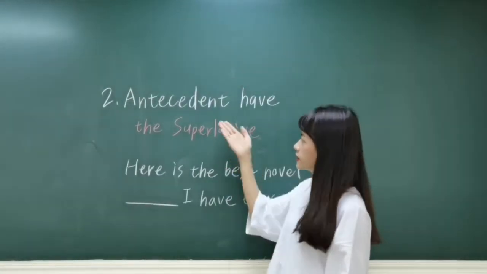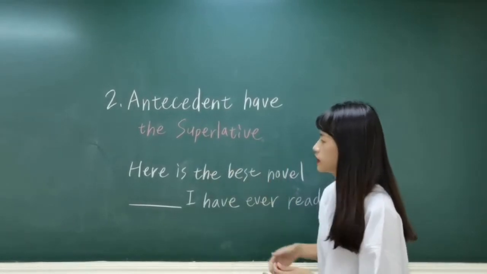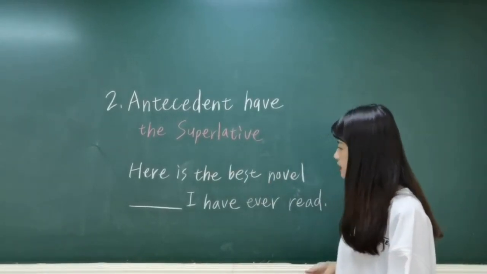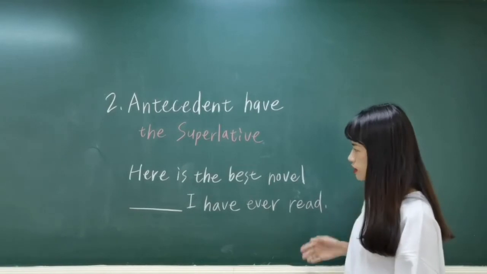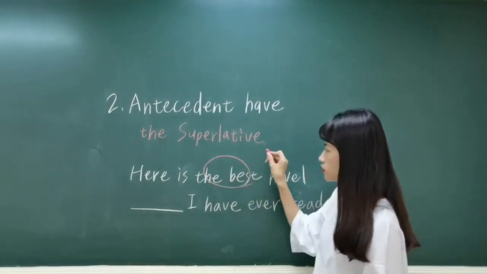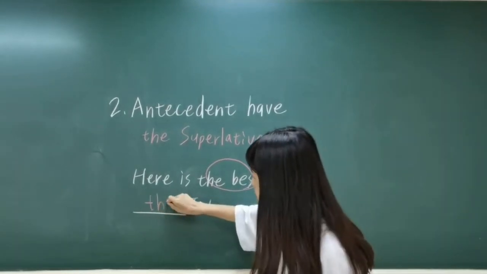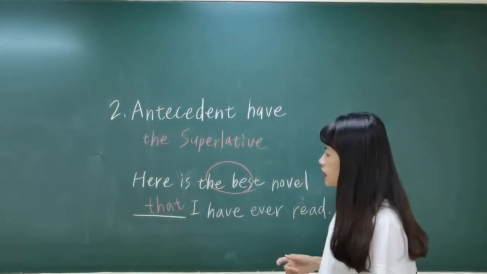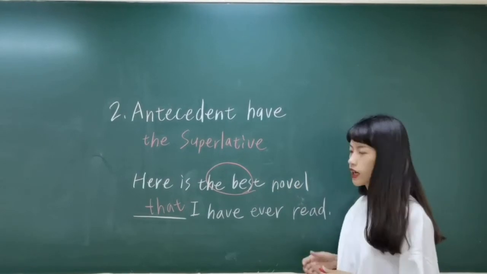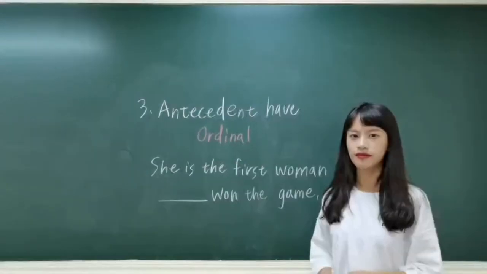Second, the antecedent has a superlative. For example, here is the best novel I have ever read. The best is the superlative, so the relative pronoun must use that. Here is the best novel that I have ever read.